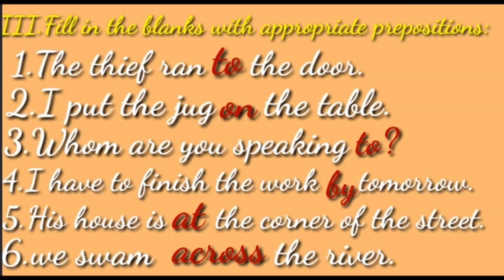Let's see the first one. The thief ran to the door. Then second one, I put the jug on the table. In the first sentence, to is a preposition. In the second sentence, on is a preposition, which is given in red color. Words show the relationship between the nouns and pronouns in the sentences, children. Are you clear? The prepositions in red color show the relation between the nouns and pronouns in the sentences.